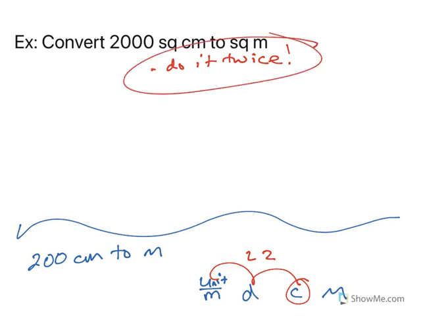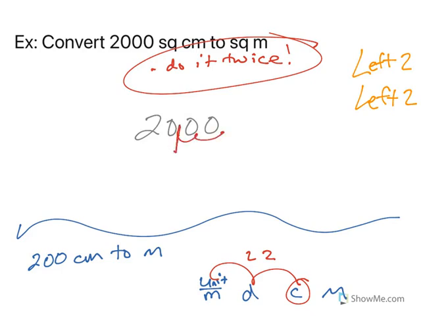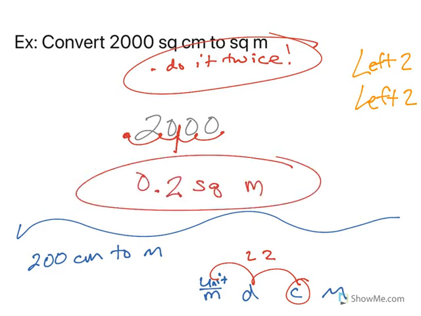Okay, but we have to do it twice. So I'm going to go left 2 times and then left 2 times again. So if I start with 200 square centimeters, I go left twice and then left twice. So this is the same as 0.2 square meters. Just like we did this, right? A lot of times when we work in the metric system, we use the power of 10 and move decimal places. Makes a difference.